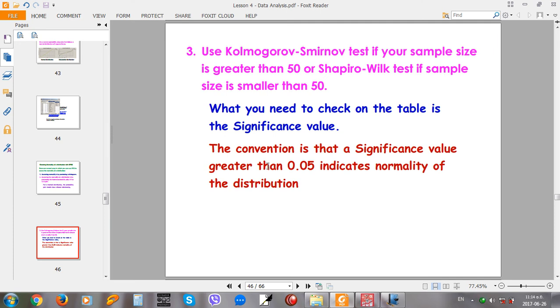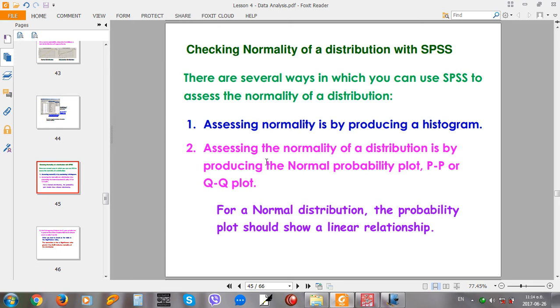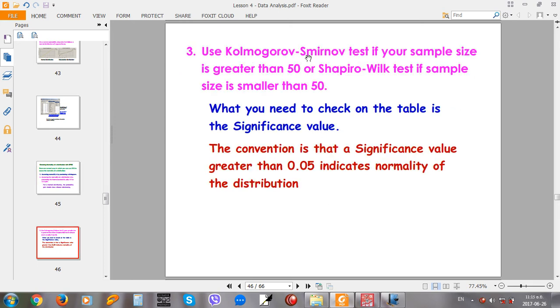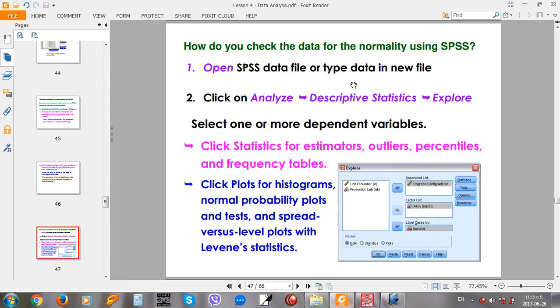So there are three ways. One thing is the histogram, the other one is the PP and QQ plot, the other one is the Kolmogorov-Smirnov test, which is for a sample size greater than 50, or if it is less than 50, you can use the Shapiro-Wilk test. Now we will consider how to check the data for normality using SPSS.